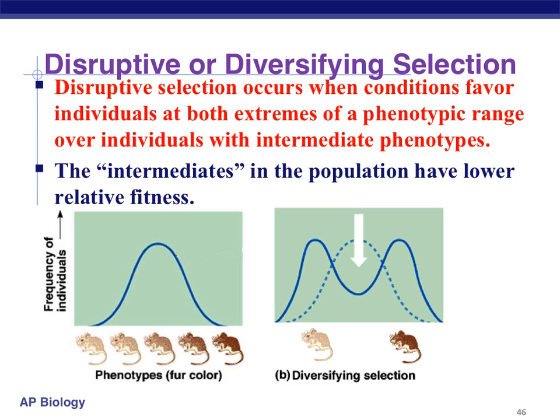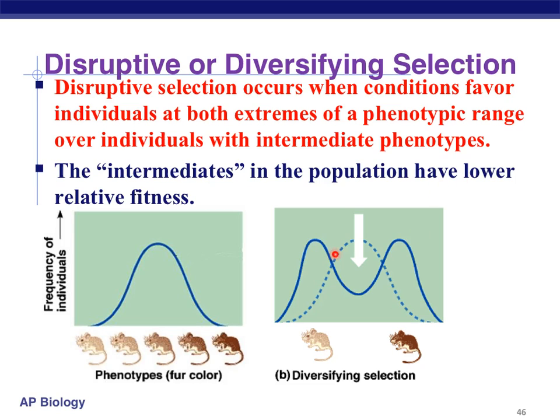The next method is called disruptive or diversifying selection, and it occurs when conditions favor individuals at both extremes. So not just one over the other, but both extremes are favored, and the individuals in the middle are the ones that are no longer fit for that environment. So the intermediates have a lower relative fitness, whereas the really light colored mice and the really dark colored mice are the ones that now have an advantage.